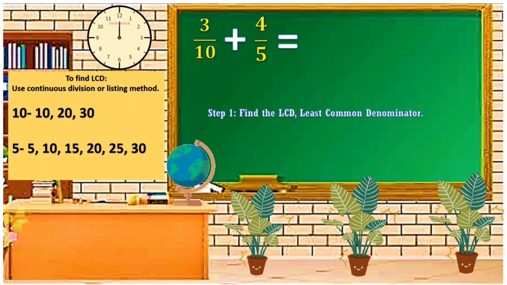I list down all the multiples of 10 and the multiples of 5. The multiples of 10 are 10, 20, 30, and so on. The multiples of 5: 5, 10, 15, 20, 25, 30. Now, we will find the least or the smallest multiple. So we have 10. We will use 10 as the new denominator.